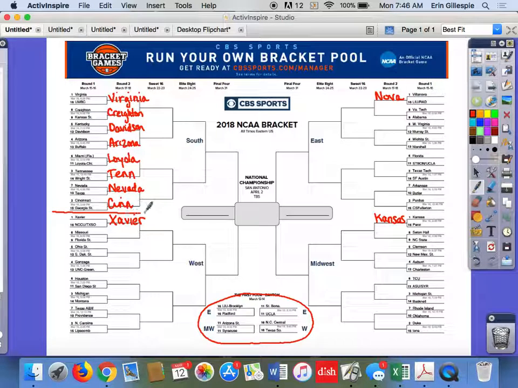Okay, and then this is actually a new bracket there. Now, the way I get the name of a team here is by looking at these two teams, because you can see these two lines connect to here. So Virginia versus Creighton, I'm going to say Virginia wins. Davidson versus Arizona, I'm going to say Arizona wins. Loyola versus Tennessee, I'm going to say Tennessee wins. And Nevada versus Cincinnati, I'm going to pick an upset there and say that Nevada wins. Because again, I'm looking back at their original seed, so I know this was a 7 and this was a 2. So that's why it's an upset.